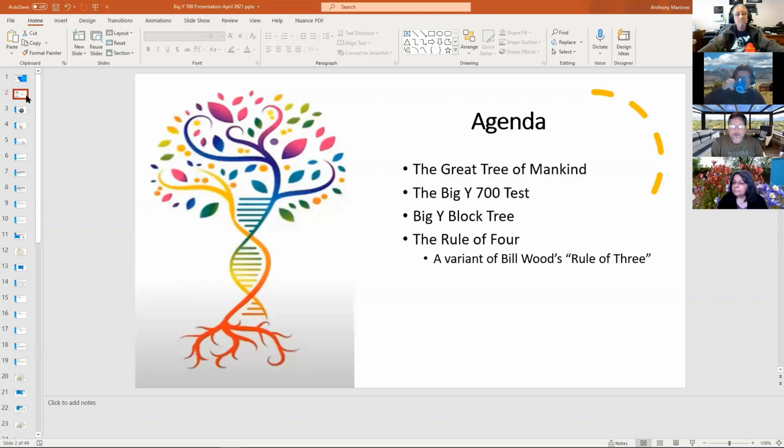This is my agenda. We're going to talk about the Great Tree of Mankind. Then we'll talk about the Big Y 700 test. We'll jump into the Big Y block tree, which is the sandbox place to work within the Big Y 700. And then I'll talk about Bill Wood's rule of 3, which I call rule of 4, and I'll explain why, at least for my uses.